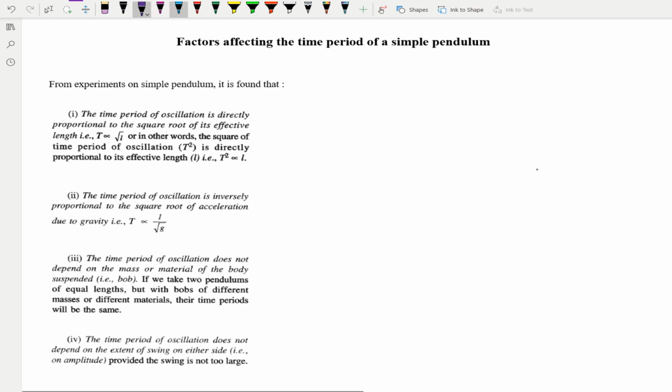The first thing is, time period of oscillation is directly proportional to the square root of its effective length. That means the time taken for one oscillation is proportional to the square root of the effective length. So you can write T ∝ √L, or capital L. We can also write T² ∝ L, squaring both sides.